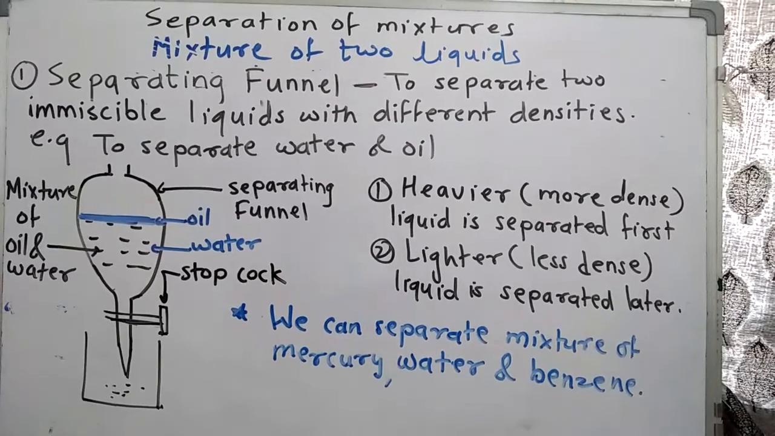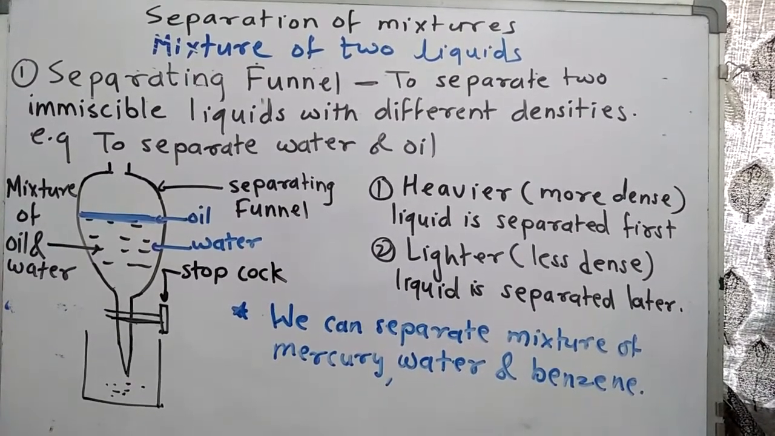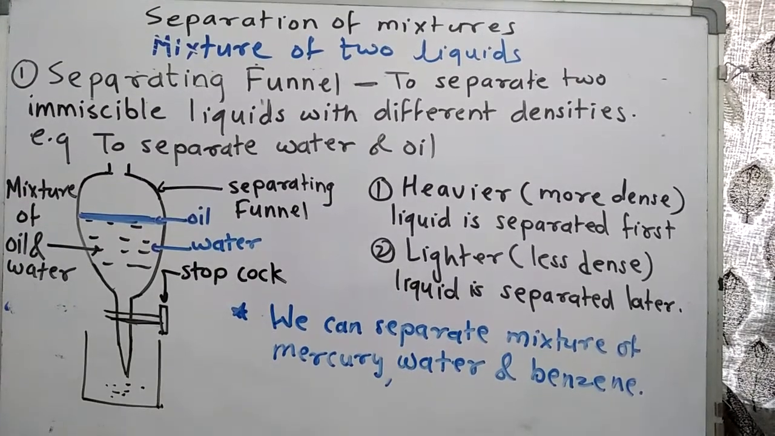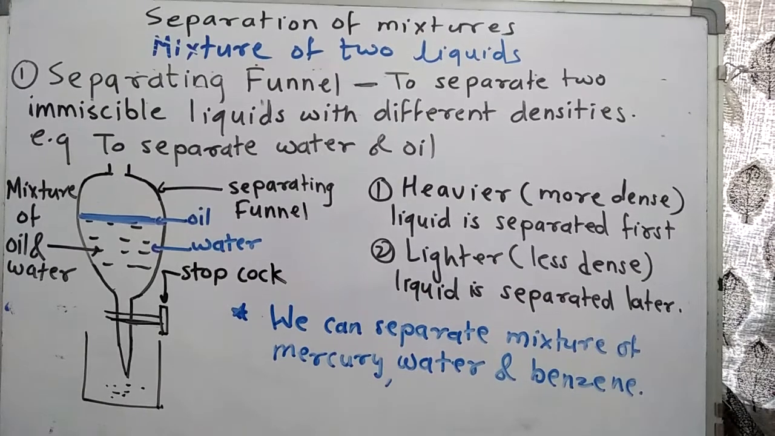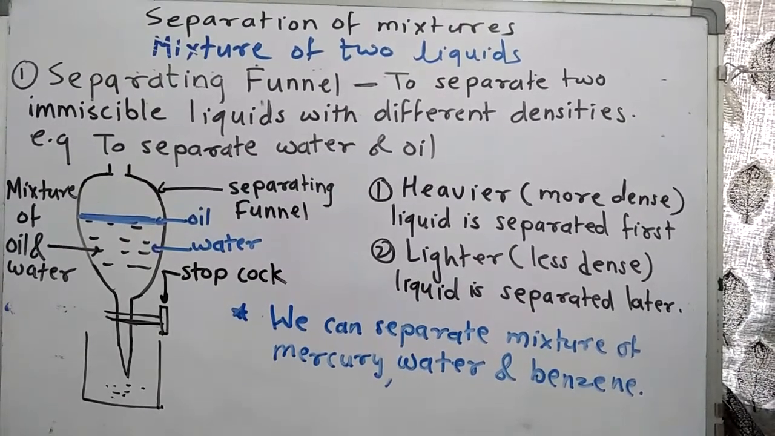So we cannot 100% separate the mixtures by this method, but about 99% we can separate the mixture of oil and water by using the method of separating funnel. So separating funnel is the method used for the separation of immiscible liquids, in which the heavier liquid, which is more dense, is separated first, and the lighter liquid, which is less dense, is separated out later. So we can separate the water and oil.